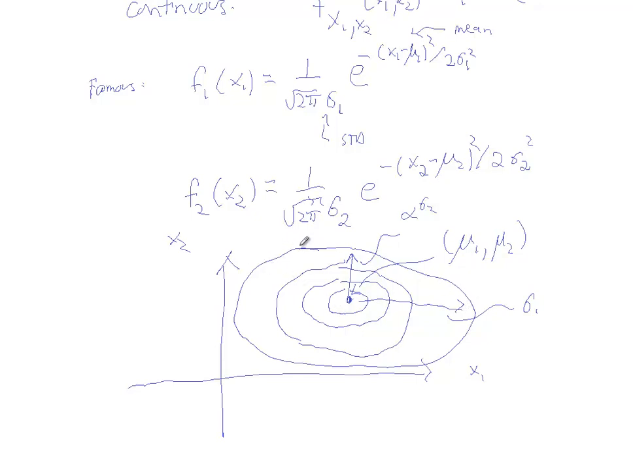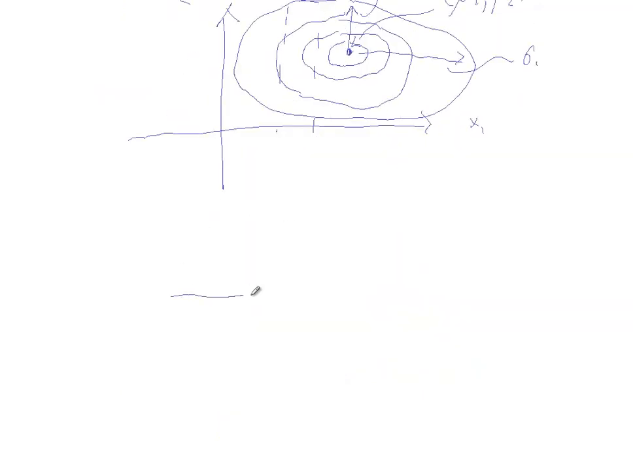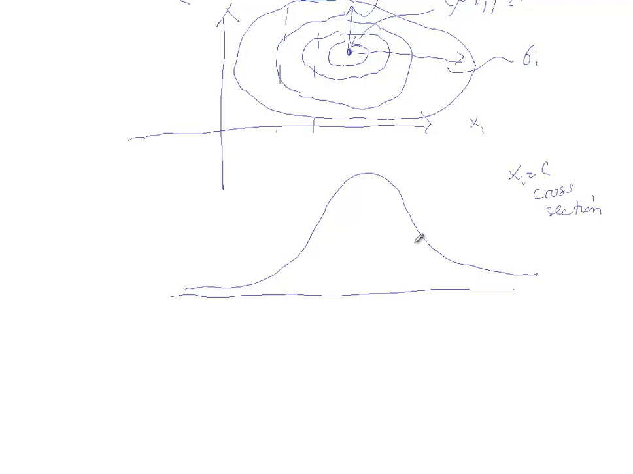Now if I were to take any cross-section of this distribution, what would I see? Well, I'd see something called a bell-shaped curve. Let me draw it a little bit tighter. So this is going to be the x1 equals c cross-section, and no matter what cross-section I take in this direction, it's going to look like this.